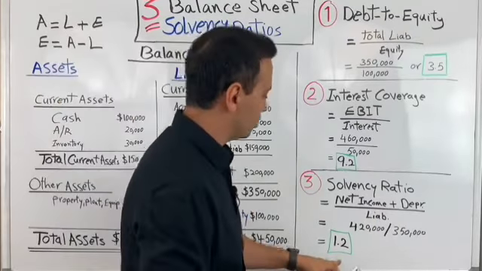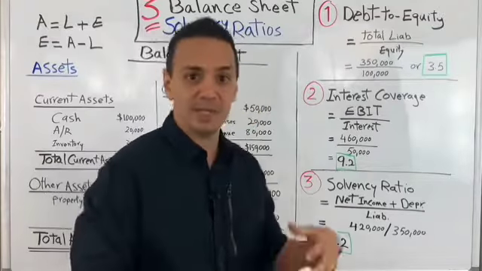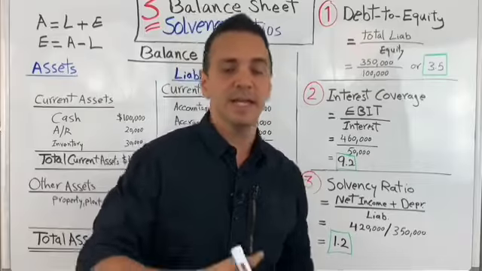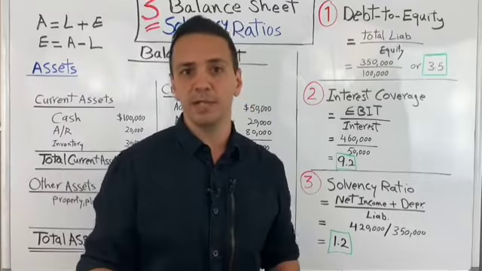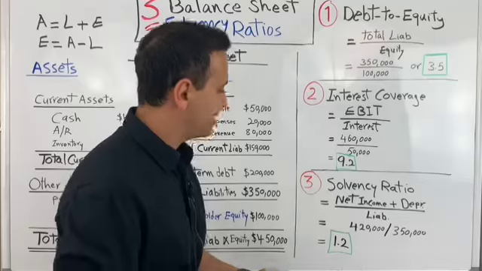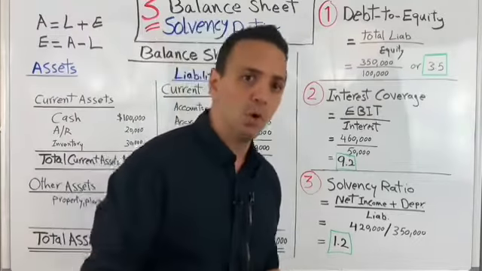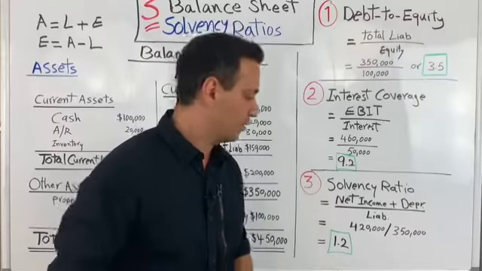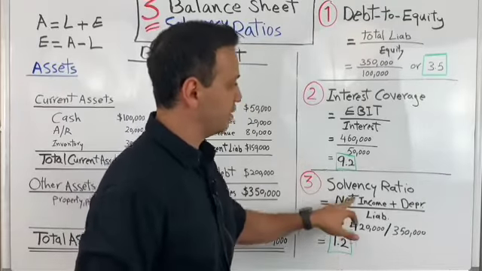You get a multiple of 1.2. And obviously, you want that number to be as high as possible. The higher it is, the more it indicates that the company is solvent. It has free cash flow to cover the long-term obligations multiple times. In this case, it's 1.2. It's not all that bad. Obviously, if it goes below 1, it means that the company doesn't have enough free cash flow to cover its long-term obligations. And that's the third ratio, the solvency ratio.